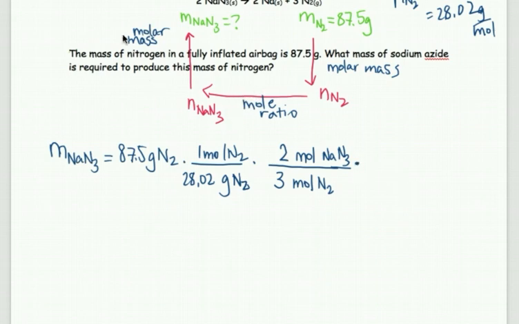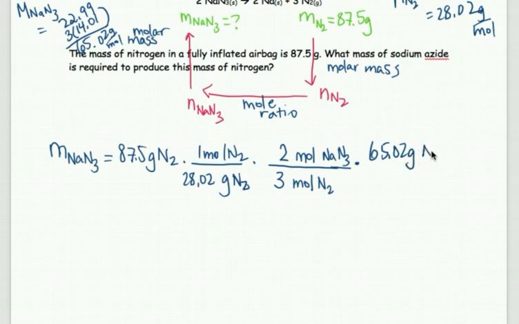Now the last step. We need the molar mass of sodium azide, so let's do that here really quick. Okay, so sodium brings 22.99, and nitrogen brings 14.01 times 3. Right, so that's a total of 65.02 grams per mole. Okay, so that goes right here, 65.02 grams for the sodium azide divided by the 1 mole of sodium azide.